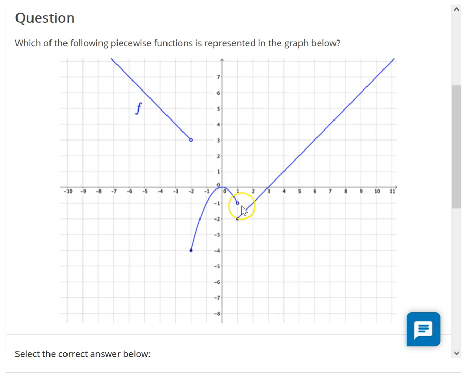Now, the first thing I want you to focus on is where these pieces are defined. So look at this piece right here to the left. Notice it ends right here at negative 2, and negative 2 is not included. So I want to write my interval down first.